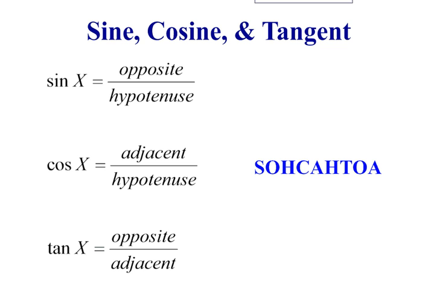Quick review of sine, cosine, and tangent. Sine of angle x equals the opposite side length over the hypotenuse length. Cosine of angle x equals the adjacent side length over the hypotenuse length. And tangent of angle x equals the opposite side length over the adjacent side length. And of course, we talked about SOHCAHTOA as a good way to remember the three trig ratios.